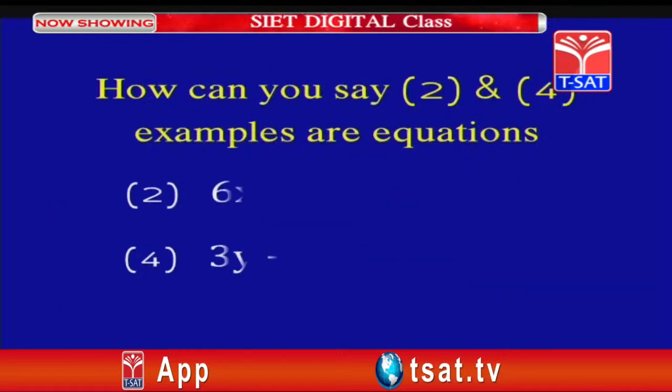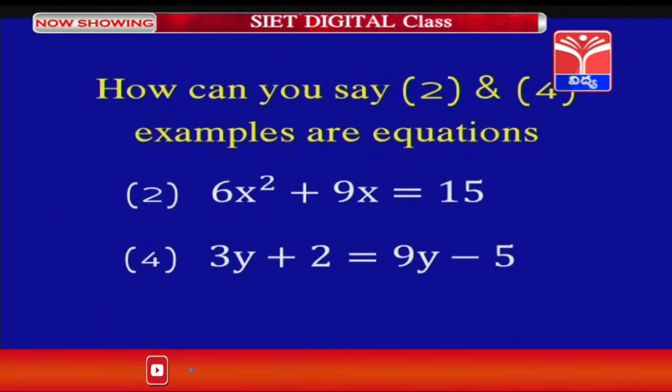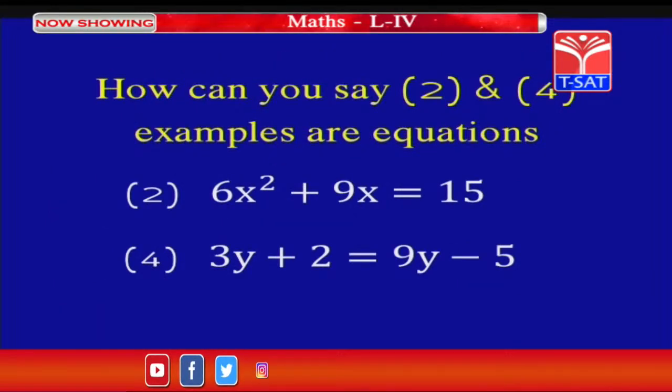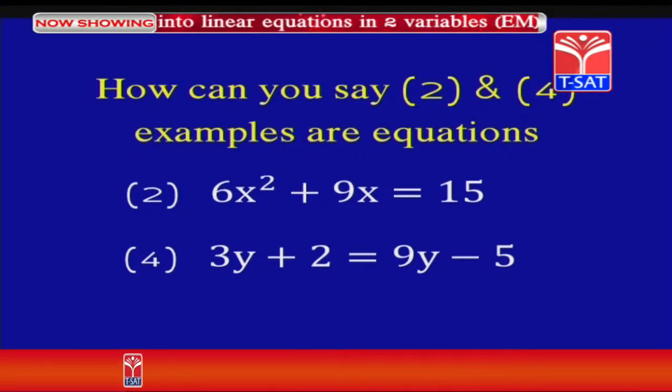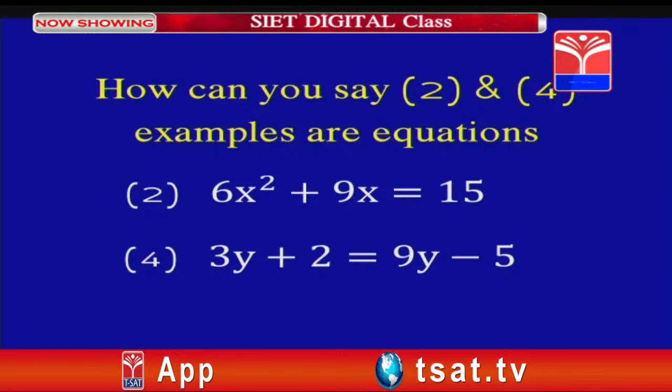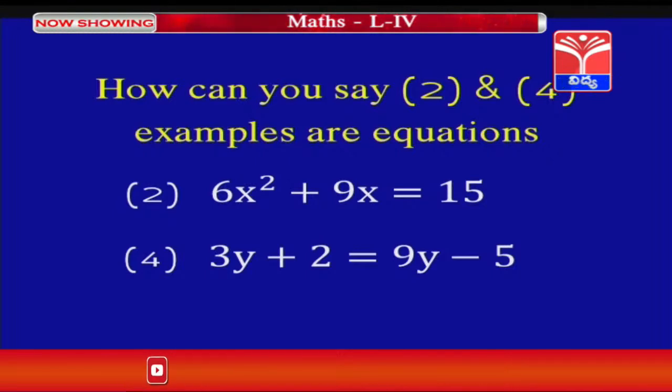Okay? How can you say second and fourth examples are equations? Because according to the definition of equation, equality of two expressions is called an equation. Therefore, these second and fourth examples are called equations.